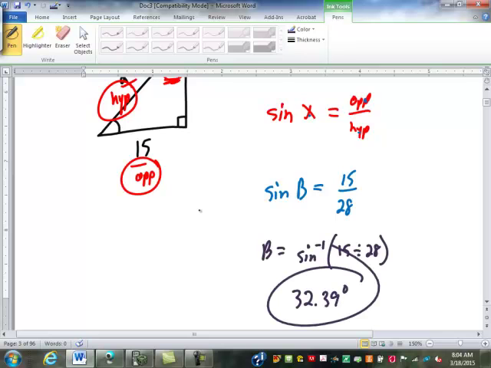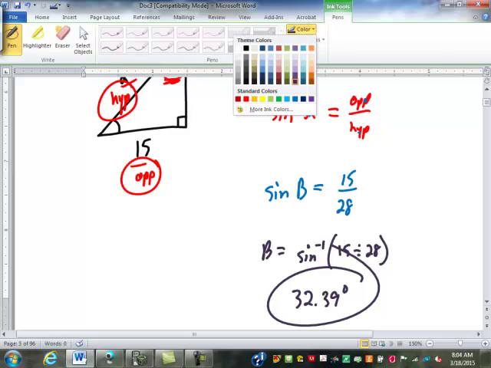32.39 degrees. So next step, I'll have you try.